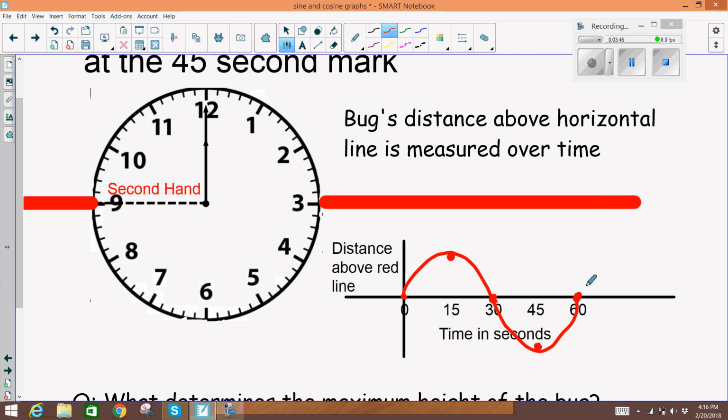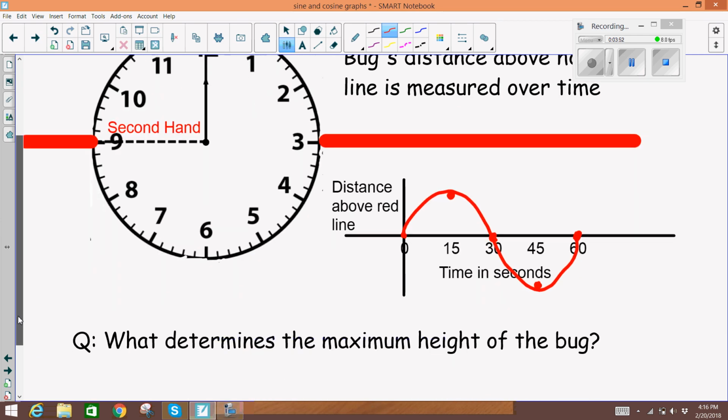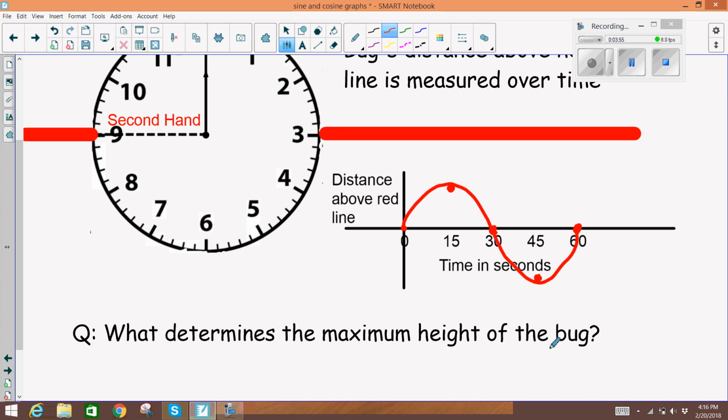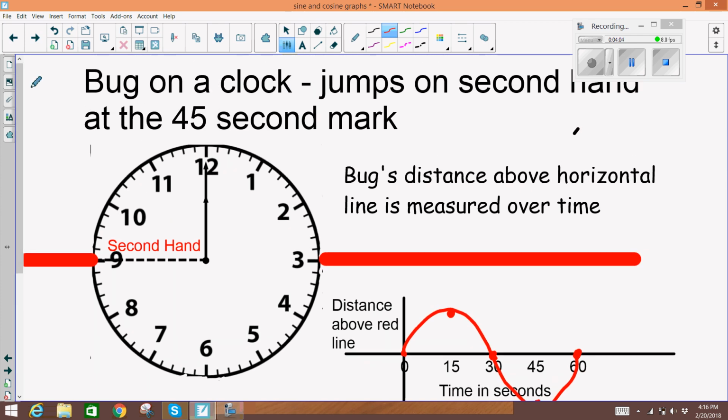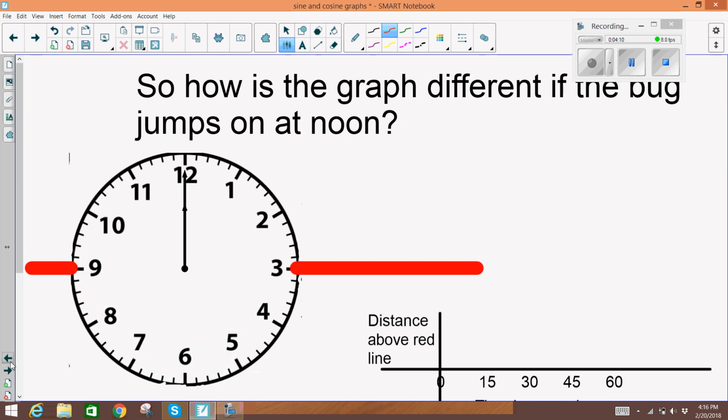So I want you guys to think about something, and you can pause the video. What determines the maximum height of the bug? What length would you say makes that determination? Take a moment to think about it. And we're going to turn the page now. I hope that what you said was that it must be the second hand, or this length right here, that's going to determine how high up and how low down the bug goes. So how is the graph different if the bug jumps on at noon?